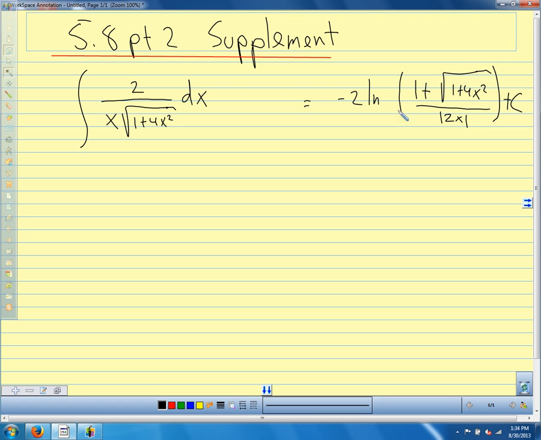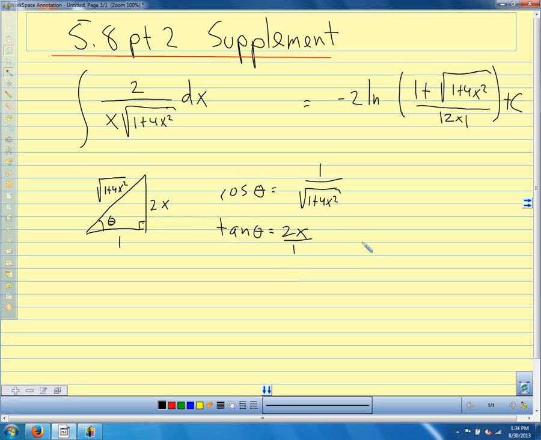We're going to show that we get the same result by trig substitution. So I'm going to draw my triangle. I always draw a triangle for trig substitution. So here's my triangle. We'll call this theta. Here's my right angle. I'll label this side 2x, call this side 1. So this side is square root of 1 plus 4x squared. So cosine theta equals 1 over square root of 1 plus 4x squared. Tangent theta is 2x, or I can write it 2x over 1. Cotangent theta is 1 over 2x.